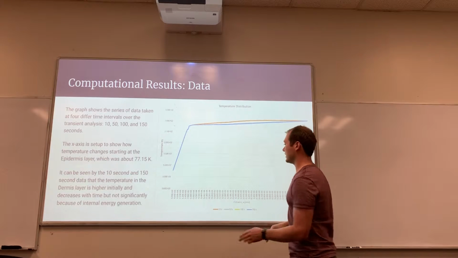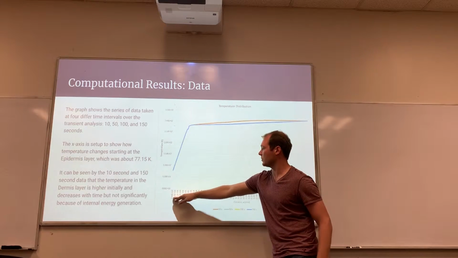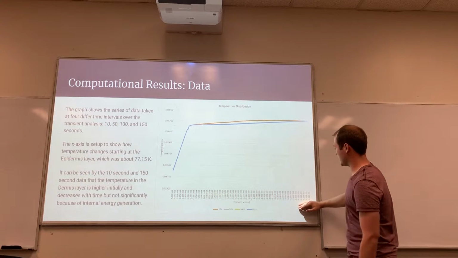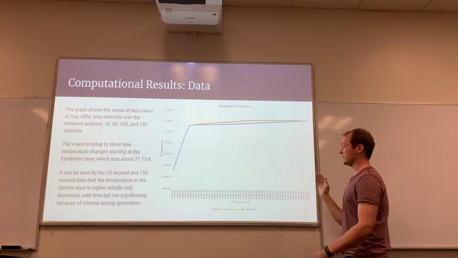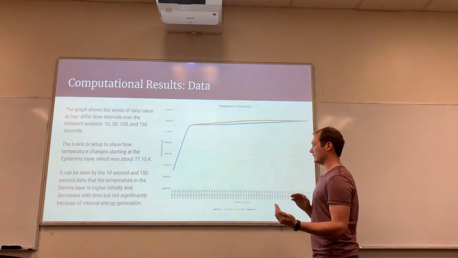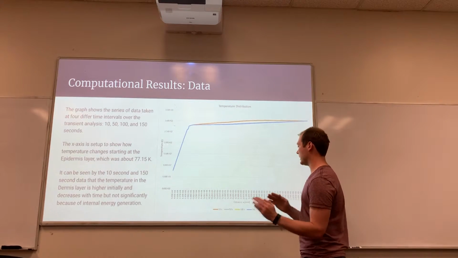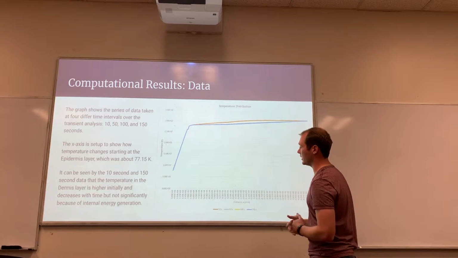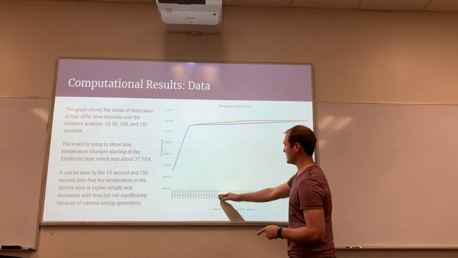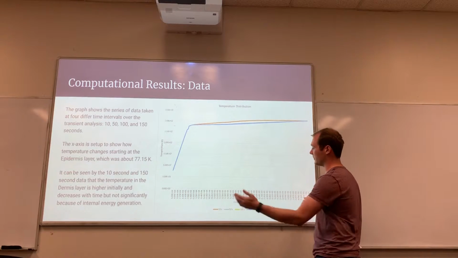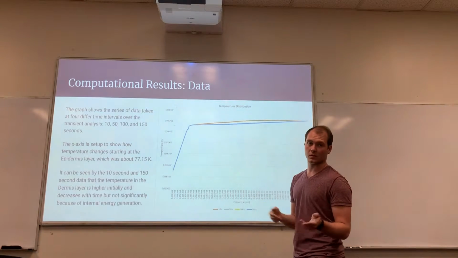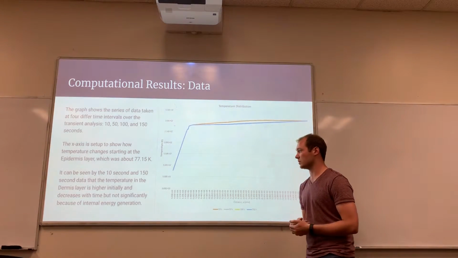The x-axis is set up so that the distance starts off with the epidermis layer and then moves back. The reason the value is negative is because we set the epidermis in the positive xy plane, and then the dermis and subcutaneous tissue was in the negative xy plane. As temperature increases, you see the distance from the epidermis increases, and this is because the temperature is warmer where there is blood perfusion and metabolic heat generation.